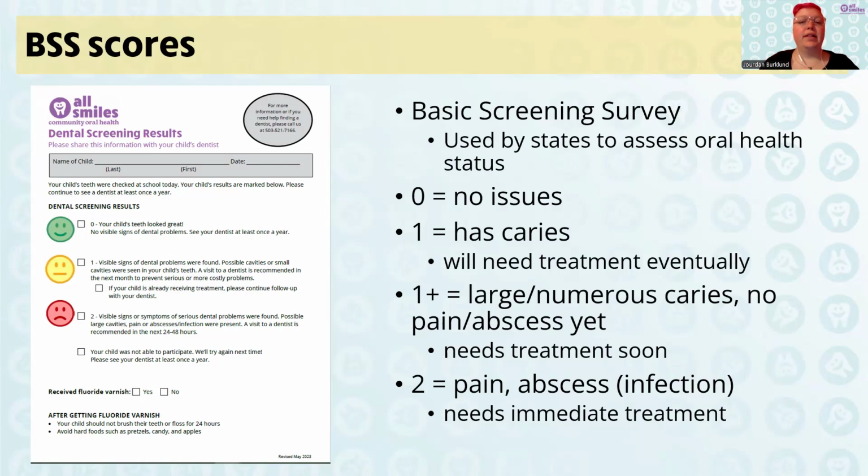If I say there's a 1 plus, that's not on the form, but that's for me and whoever I'm with to know that we're going to need to put in a referral to the care coordinator. That typically means there's either a very large cavity or many, many cavities, but there's no sign of an abscess or pain yet. So it's something that needs treatment pretty soon, within the month. If the patient is a 2, that means there is either pain or an abscess present, and that needs immediate treatment within the next 24 to 48 hours.